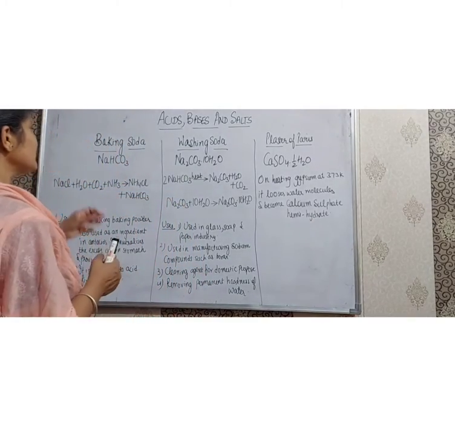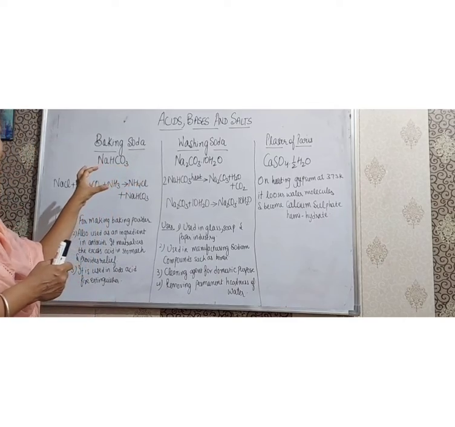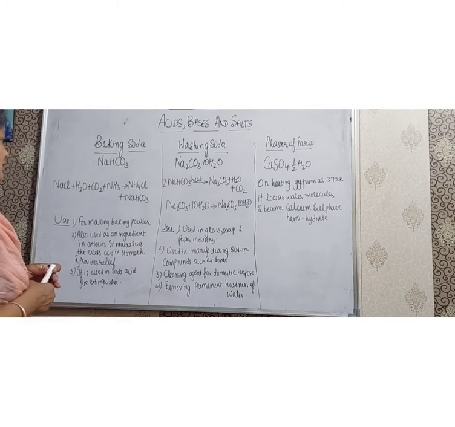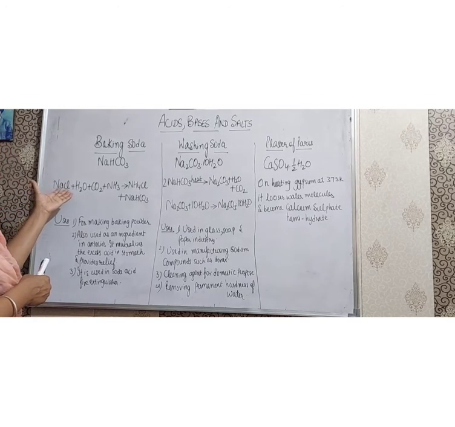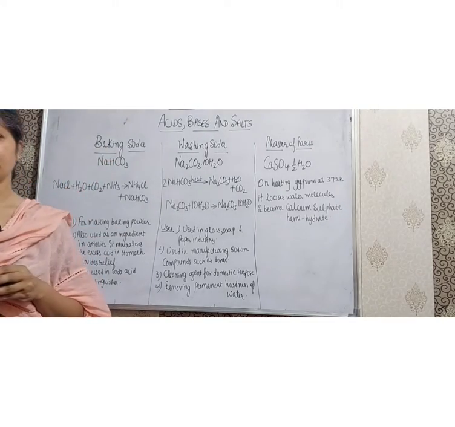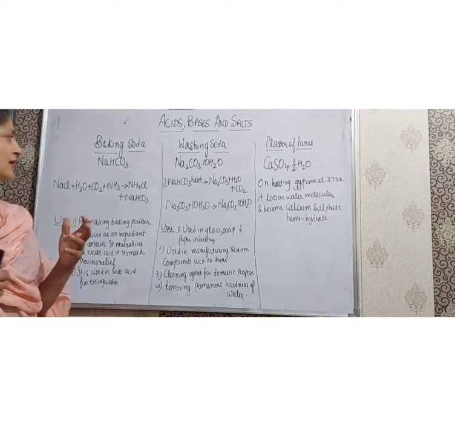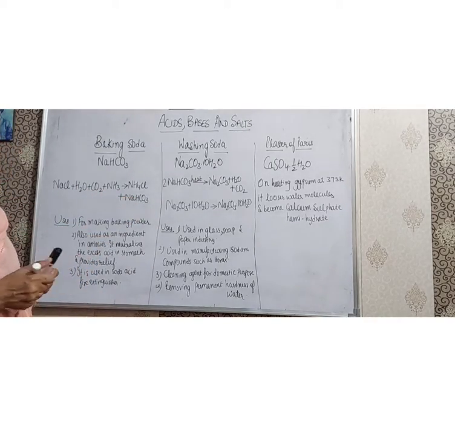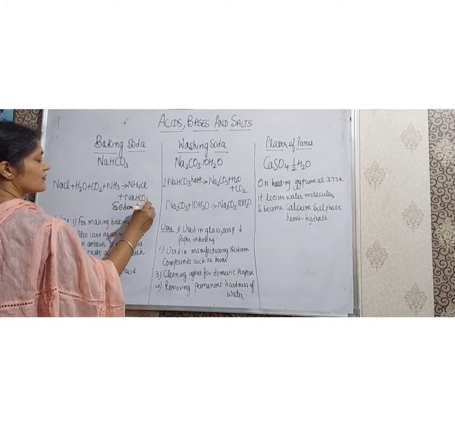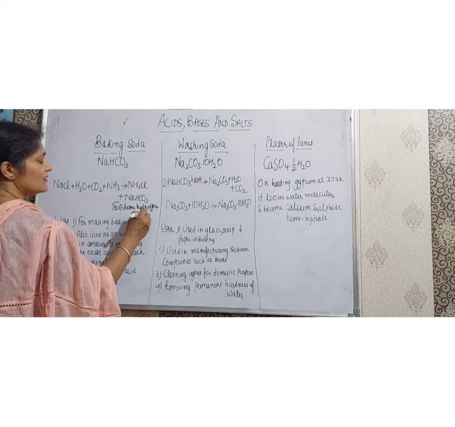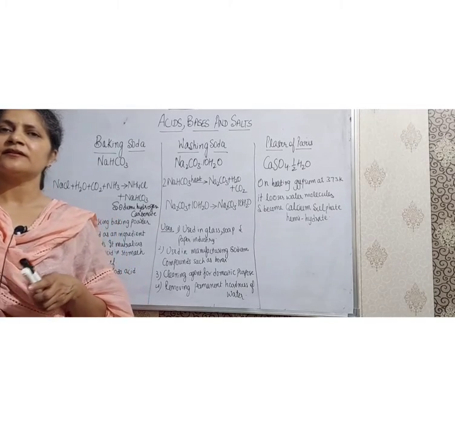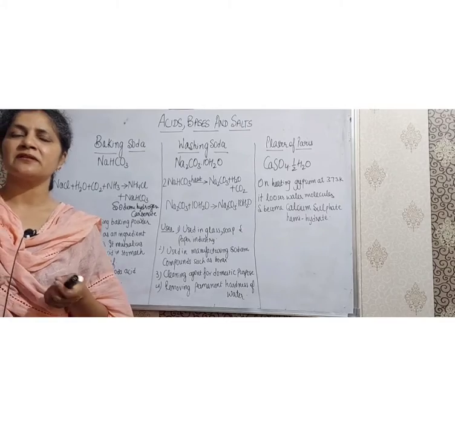Now students, the next chemical formed from the sodium chloride, common salt, is baking soda. When sodium chloride is reacted with water, carbon dioxide and ammonia, baking soda is formed. Right students? Baking soda, its chemical name is sodium hydrogen carbonate. It is basically alkaline in nature. It neutralizes the effect of the acid produced in our stomach.